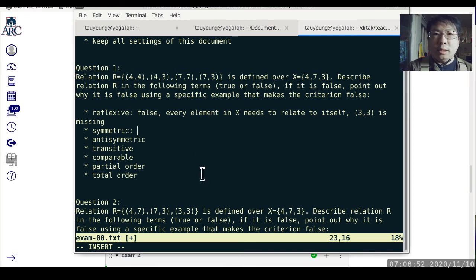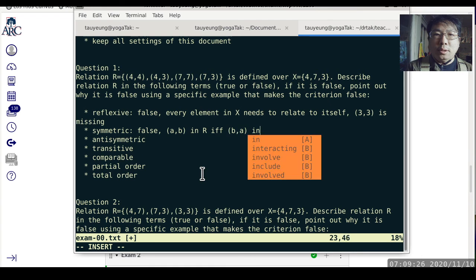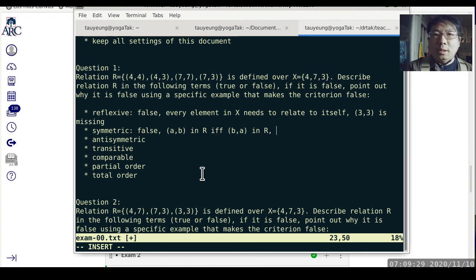So now we check out symmetric. It is not symmetric, false. And we will basically say, because if AB is in R, then if and only if, okay, let me go back. I'm quoting a part of the definition of symmetric. So AB is in R if and only if BA is in R. And then we say, well, 4, 3 is in R, but 3, 4 is not.